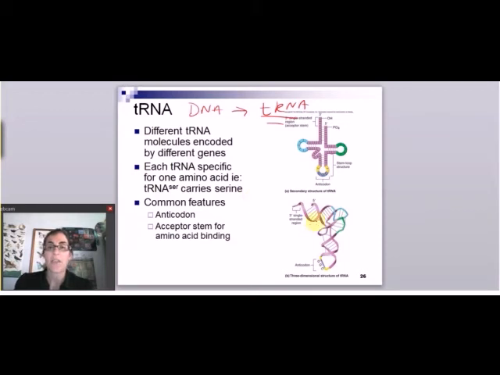Their structure is like a little L, and you'll see this in some of the animations that you're going to look at. And at one end of the L, you have the anticodon. So notice down here, that's the GGC in this case. This whole thing is made out of nucleotides. We're just highlighting the anticodon. And over here is the attachment site for the amino acid. So one side of the L has the anticodon, the other side of the L attaches the amino acid.